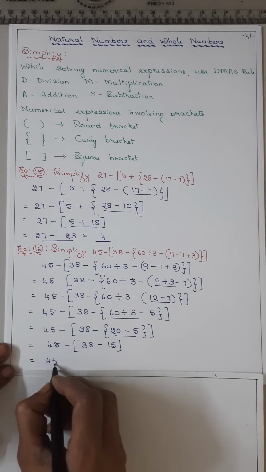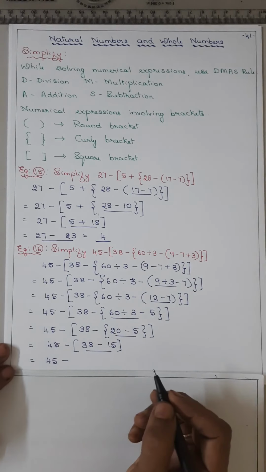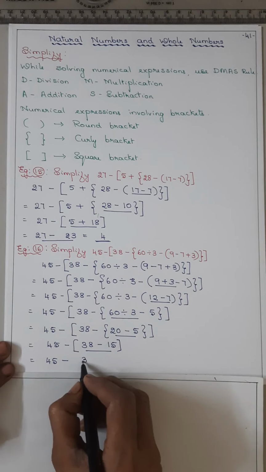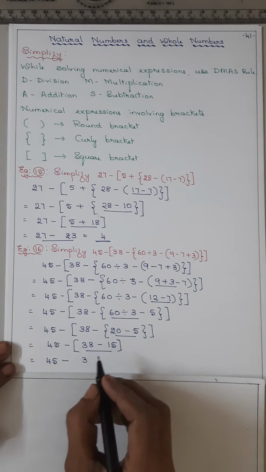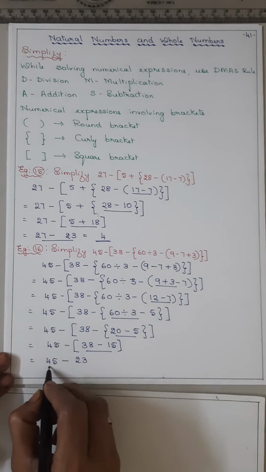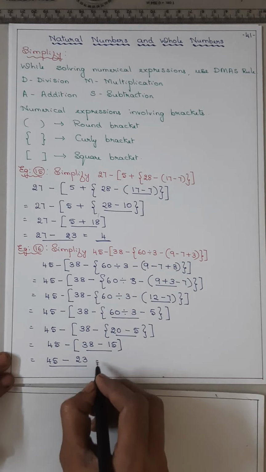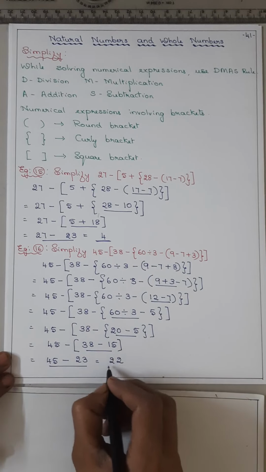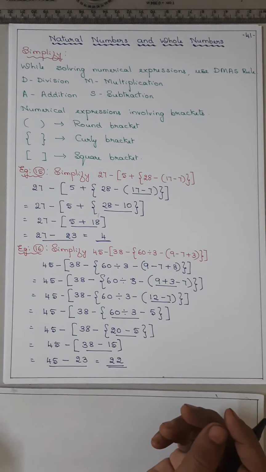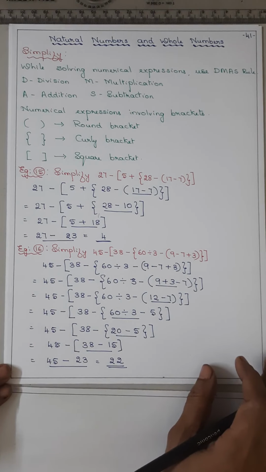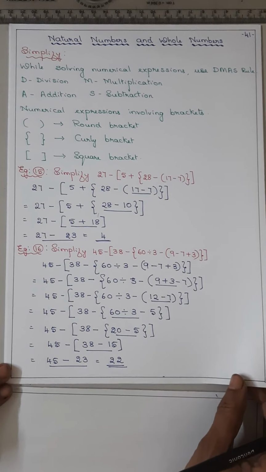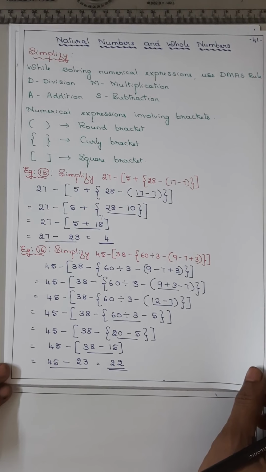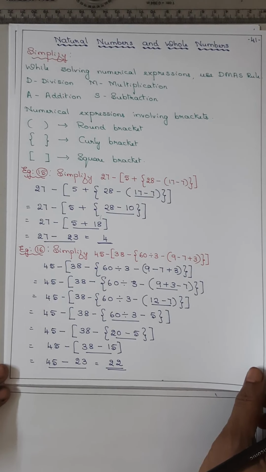Now it is 45 minus, underline the subtraction. So 8 minus 5 is 3. 3 minus 1 is 2. Now underline this. You got 5 minus 3 is 2 and 4 minus 2 is 2. Is it clear? It's a lengthy process, but slow and steady wins the race, isn't it? You have to have patience.